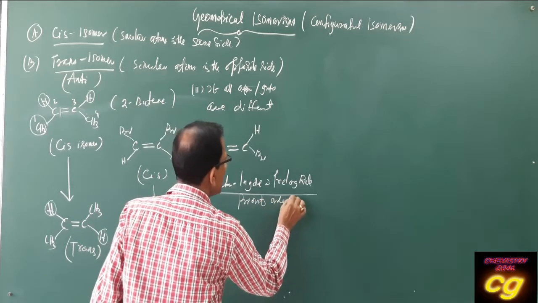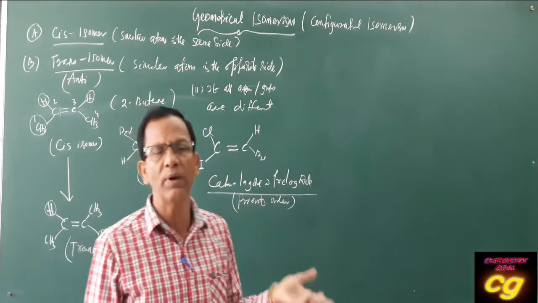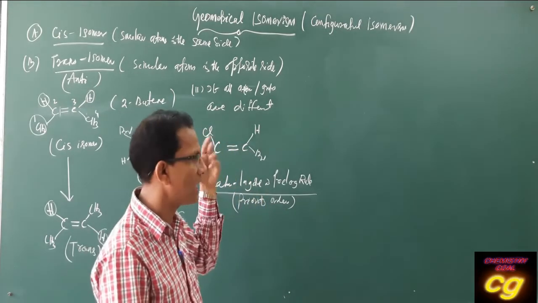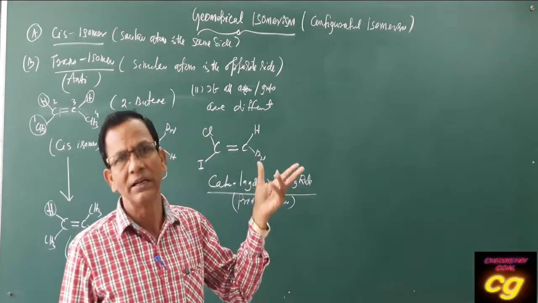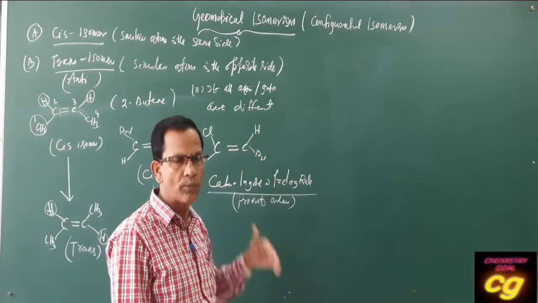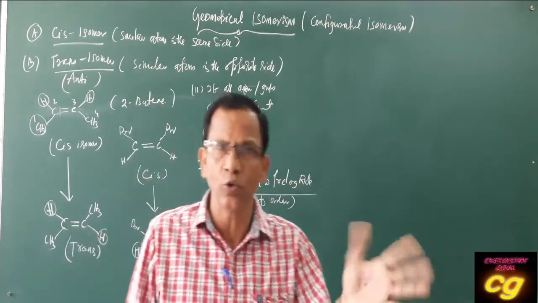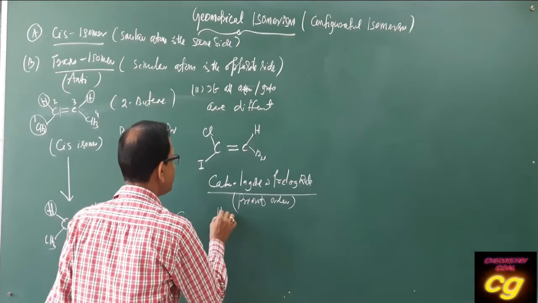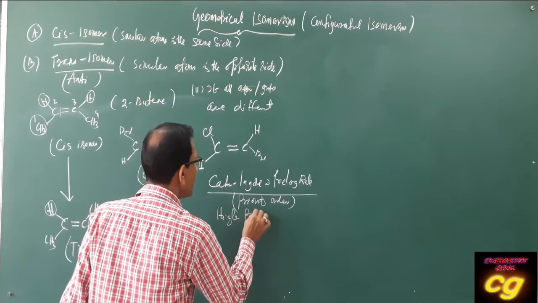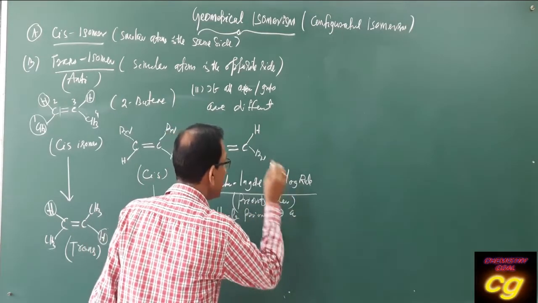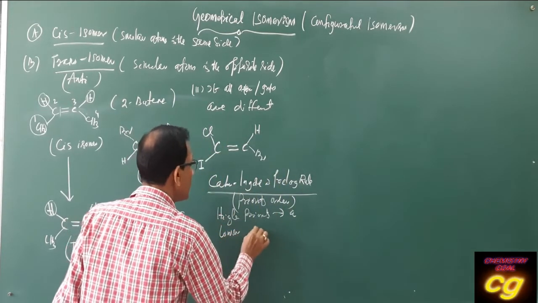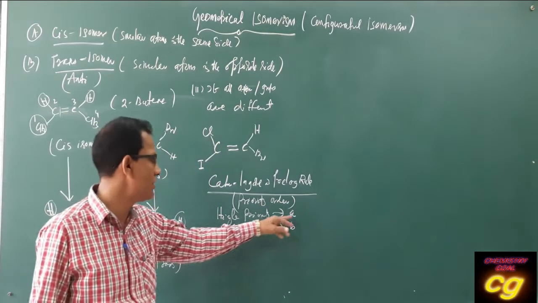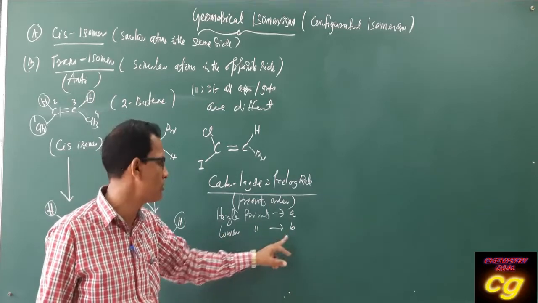Priority order means which has higher atomic mass, which has higher atomic number. First, atomic number will be given: the one with the higher atomic number is considered higher priority, and the one with the lower atomic number is considered lower priority. Higher priority will be taken as A and lower priority atom or group will be taken as B.